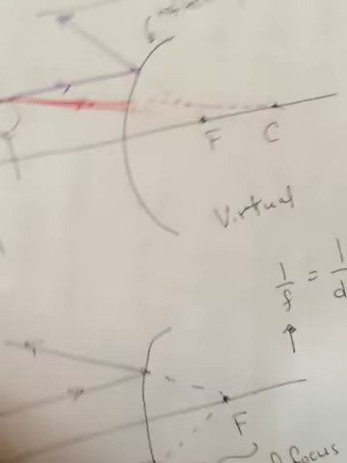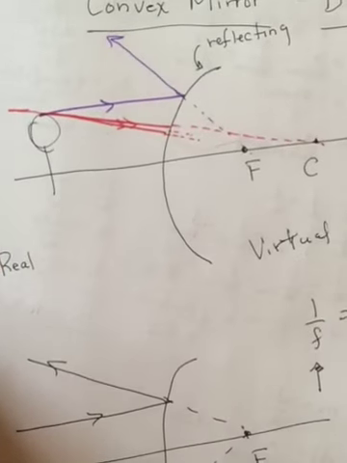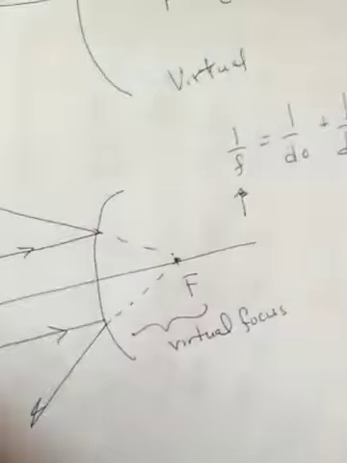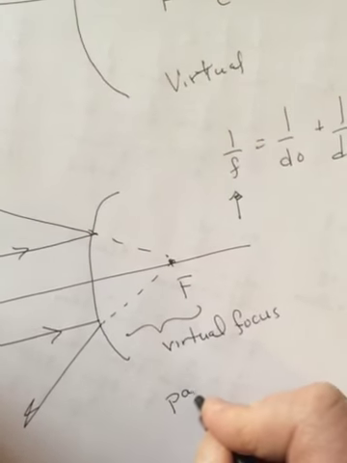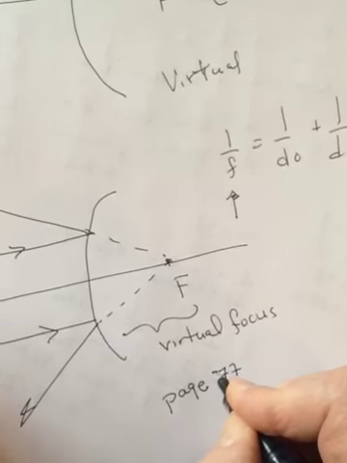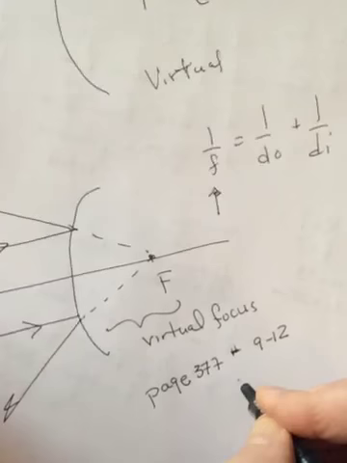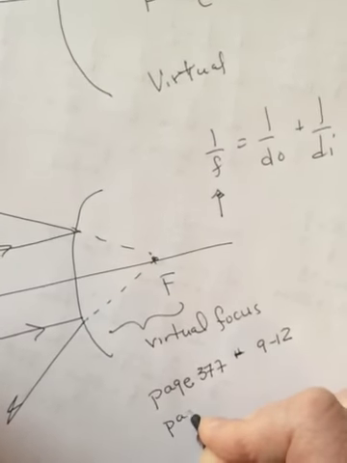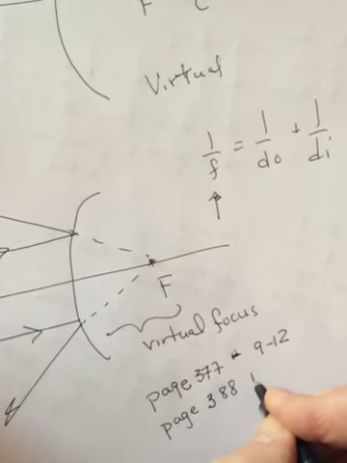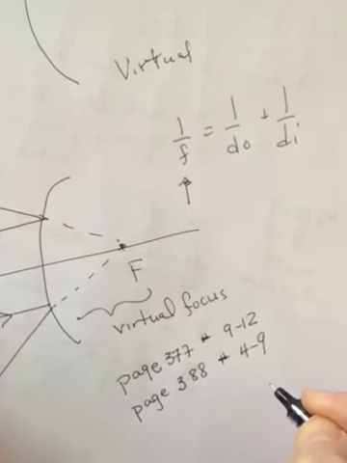So this evening, or for homework following this video, I would like you to do the questions on page 377, numbers 9 to 12, and these are with the convex mirrors. And then on page 388, numbers 4 to 9, and these are with mirrors in general.